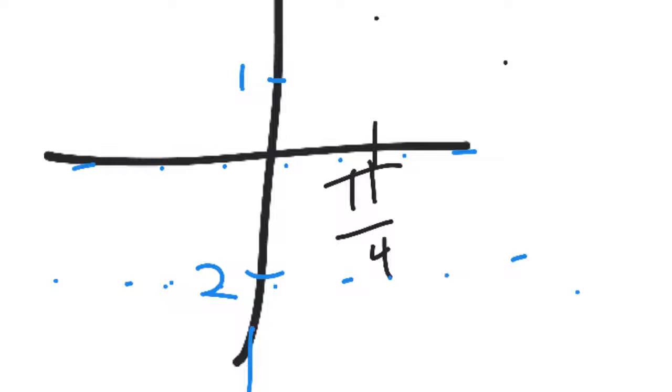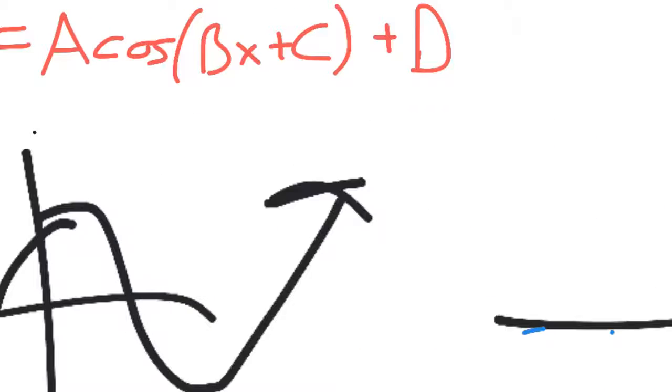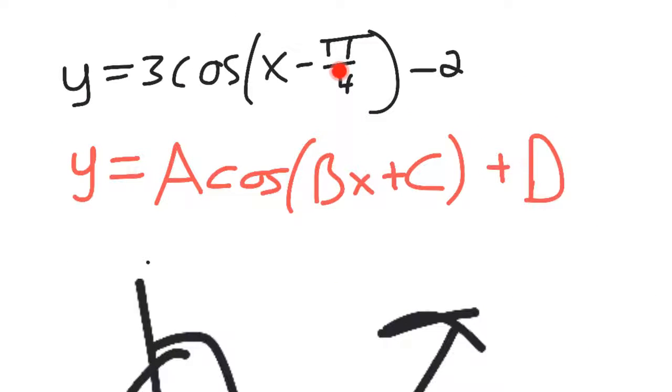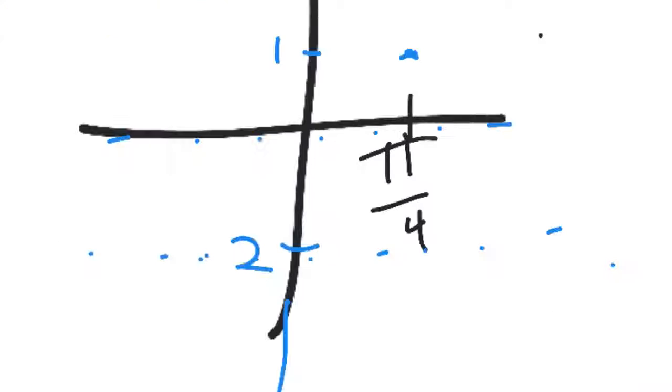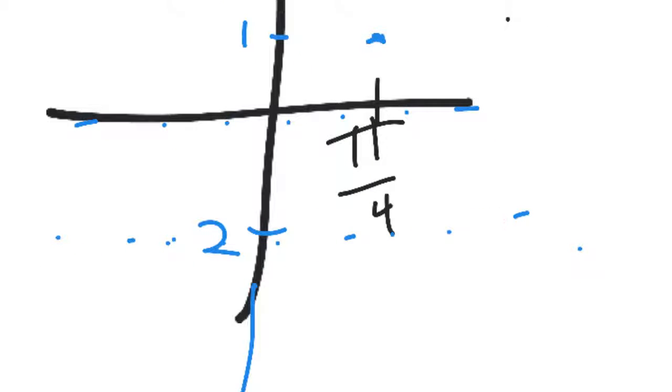And so with that information in mind, now we can draw the starting point. It starts right here, because that's pi over 4 spaces shifted to the right. That's what this told us to do. And then we took into account that the midline was shifted 2 spaces down, and that we had an amplitude of 3. So there's our midline, and 3 spaces up starts us at 1. So that's what our graph should look like.